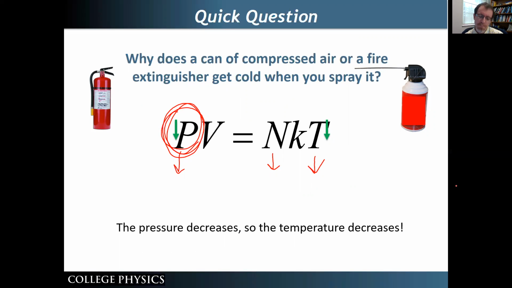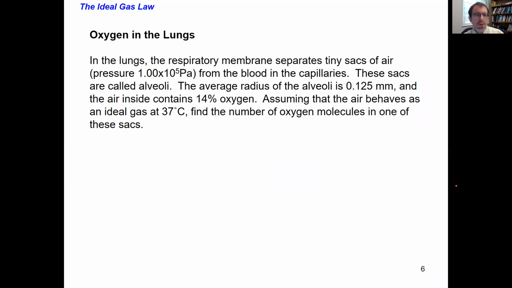All right, so let's see about this problem here. We're thinking about the interior of our lungs. Inside of our lungs are these tiny air sacs called alveoli. We're given the average radius of these alveoli, 0.125 millimeters. The air inside them is composed of 14% oxygen. Our goal for this problem is to figure out the number of oxygen molecules present in one of those sacs.